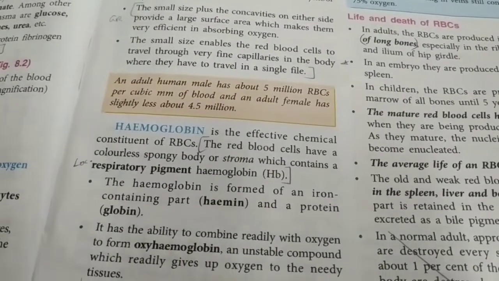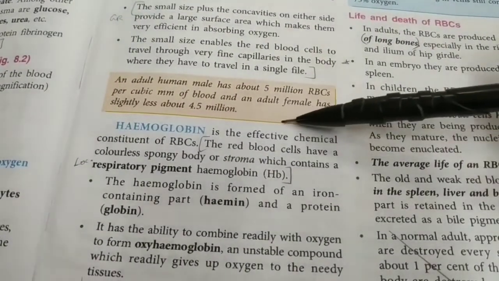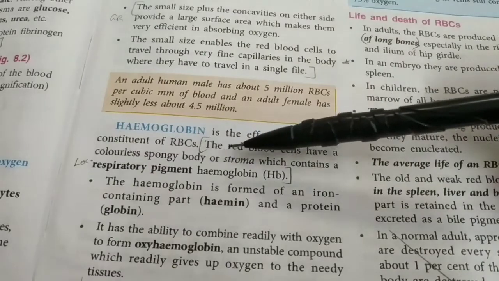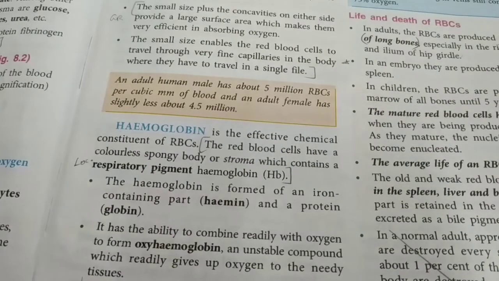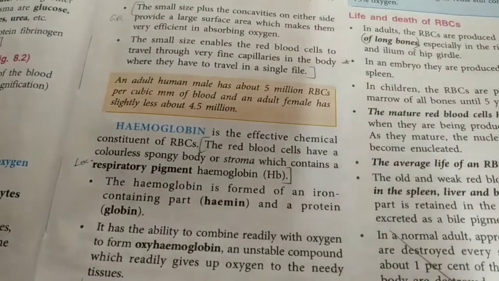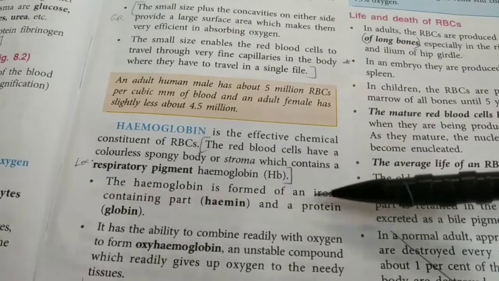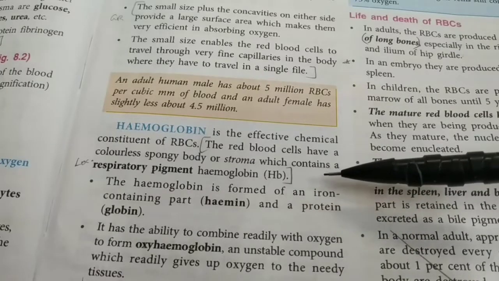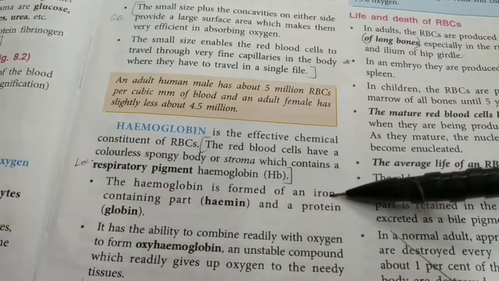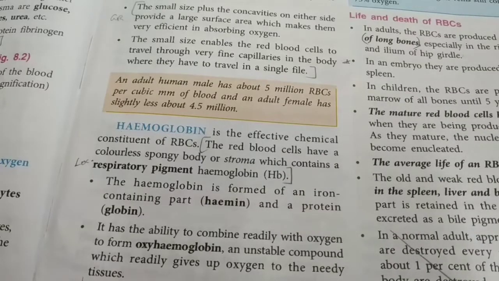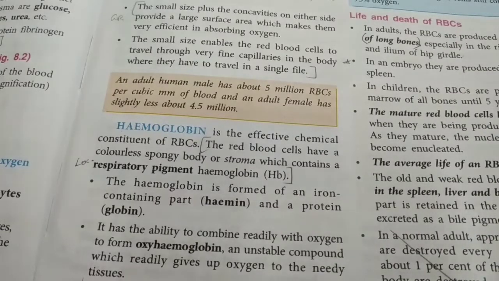Hemoglobin, that's a chemical constituent of RBCs. It has a colorless spongy body called the stroma. Yes, the same name was used even to study the chloroplasts. The hemoglobin has two parts, the iron-containing part called hemin and the protein called globin. With oxygen, it can combine to form oxyhemoglobin, and with carbon dioxide, it forms carbaminohemoglobin.